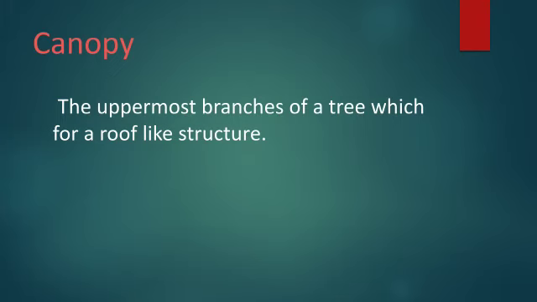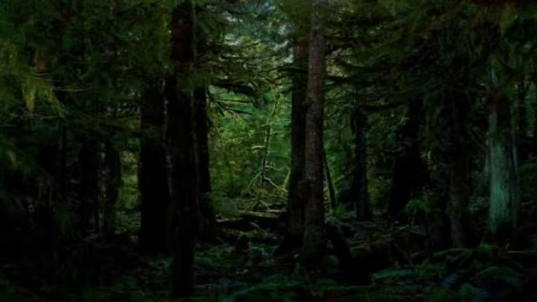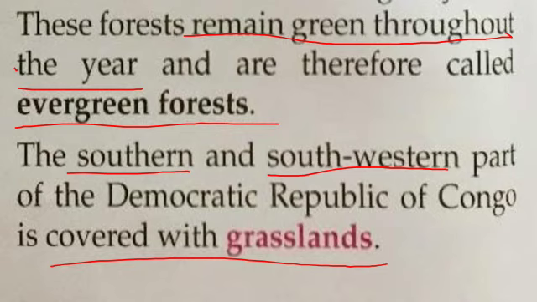Even sunlight cannot pass through these forests, और इन फॉरेस्ट में सनलाइट भी पास नहीं हो सकती, इतनी ज़्यादा डेंस कैनपी होती है. That's why these forests are dark even during the day time. These forests remain green throughout the year and are therefore called evergreen forests. और ये forest पूरा साल green रहते हैं.